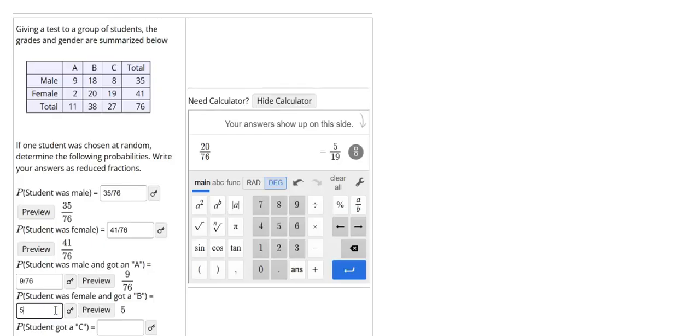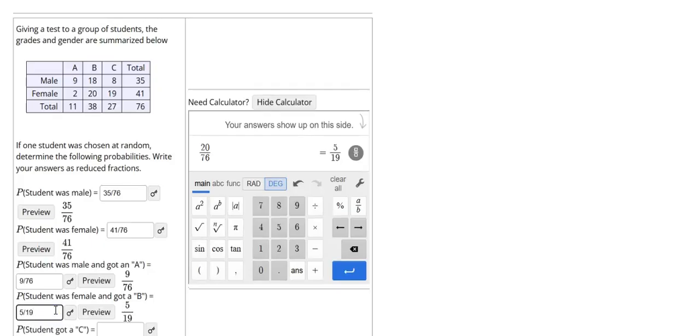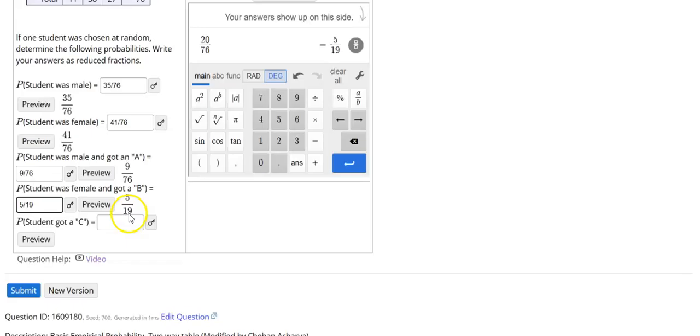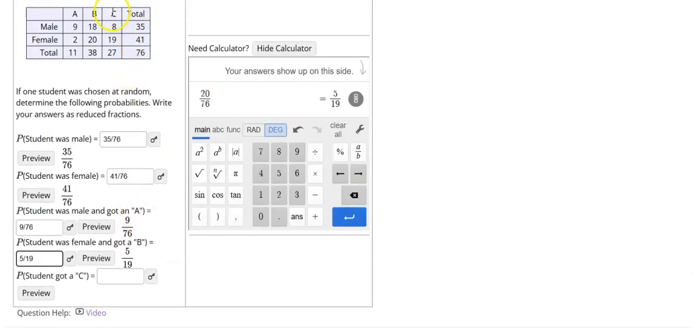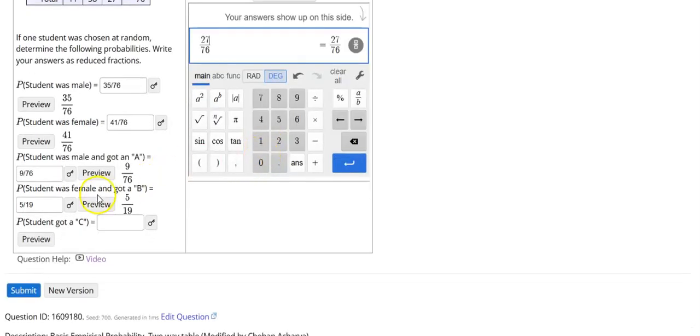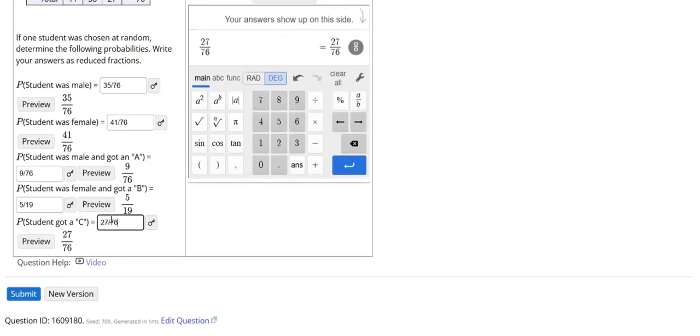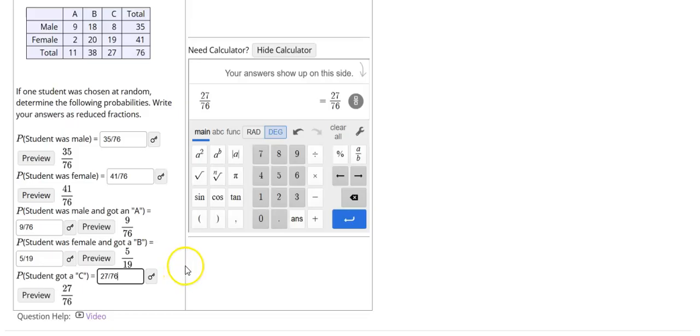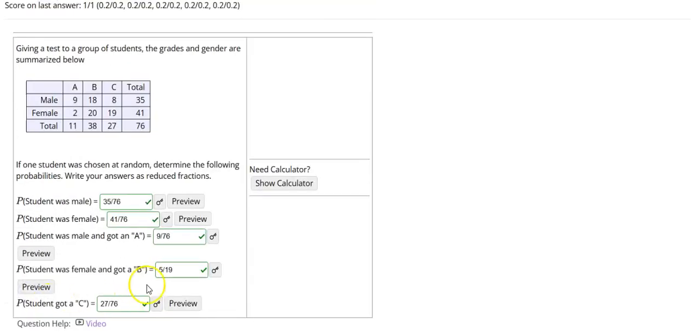Finally, students who got a C. How many got a C? There's this column here. Let's say 27 got a C. So 27 out of 76, which is the reduced fraction 27 over 76. This is the answer for this question. That's how you answer, and you submit your question.